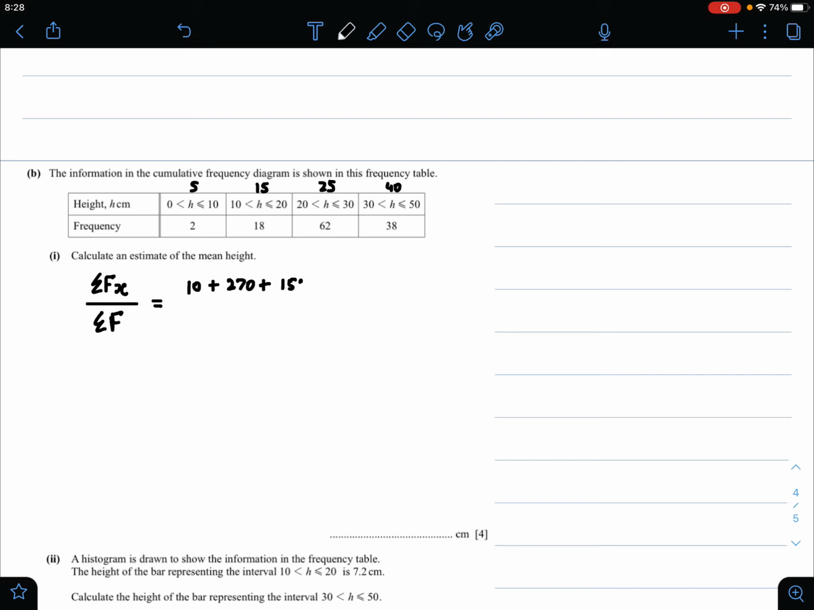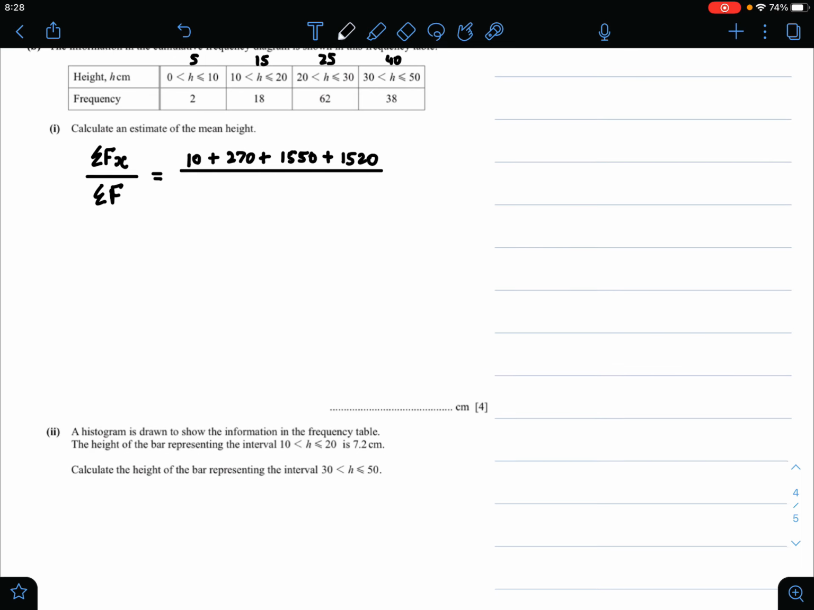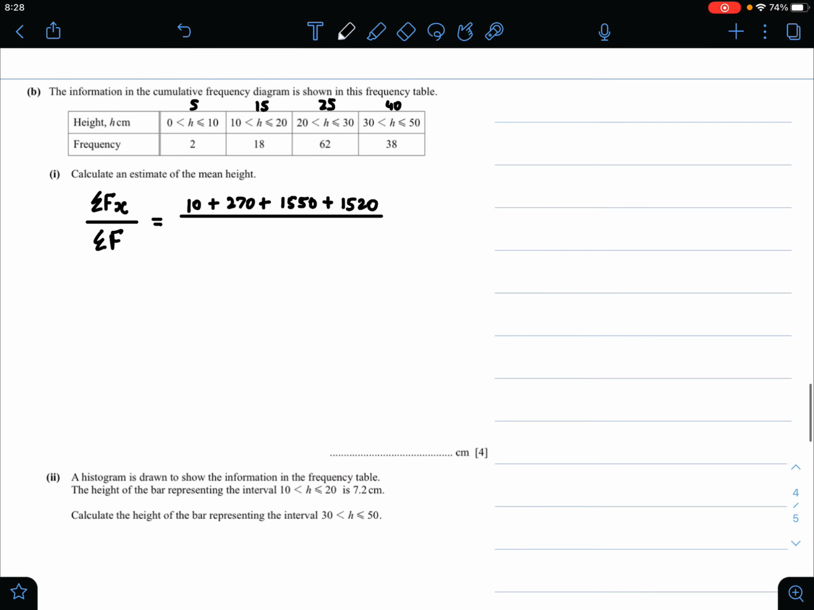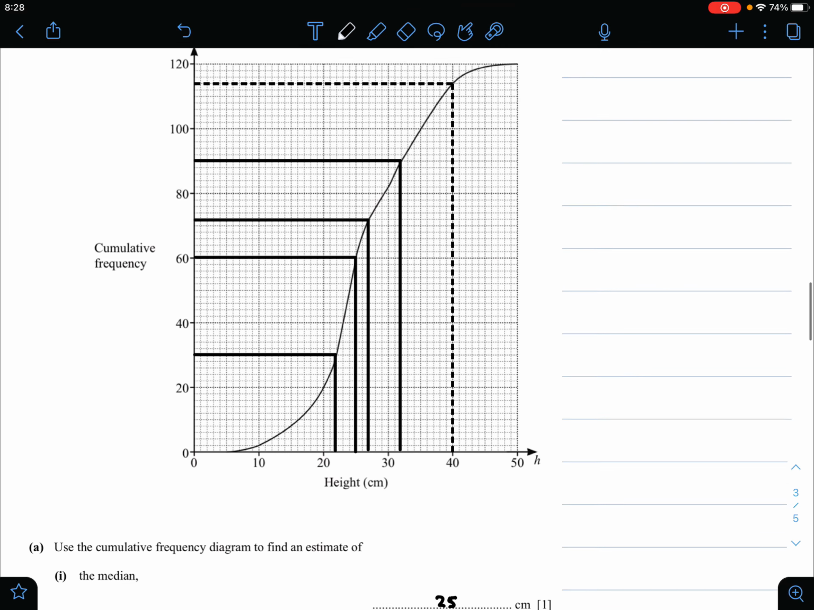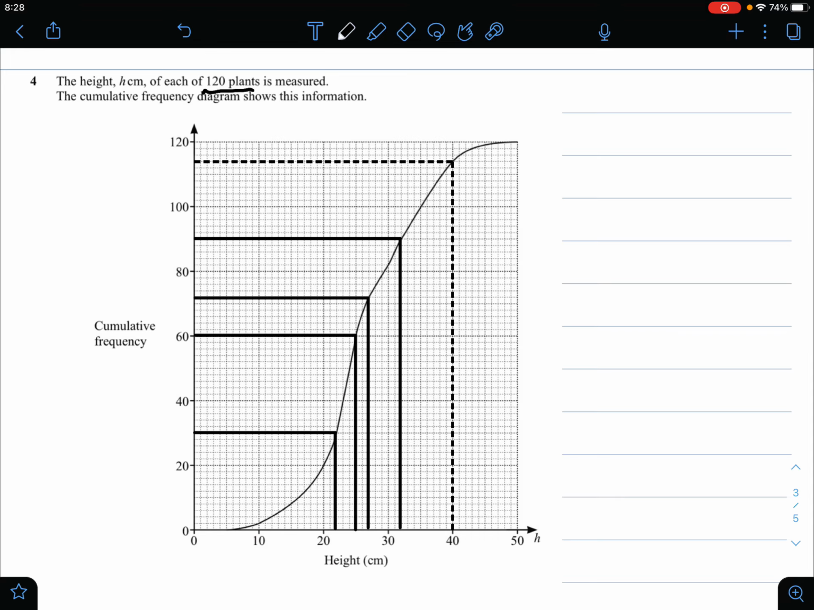1550, plus 40 multiplied by 38 is 1520, and the whole thing divided by the total of the frequency. So 2 plus 18 plus 62 plus 38 is equal to 120, and you could have taken that from the question itself, as they had given above that the total is 120 plants right here in the first line.